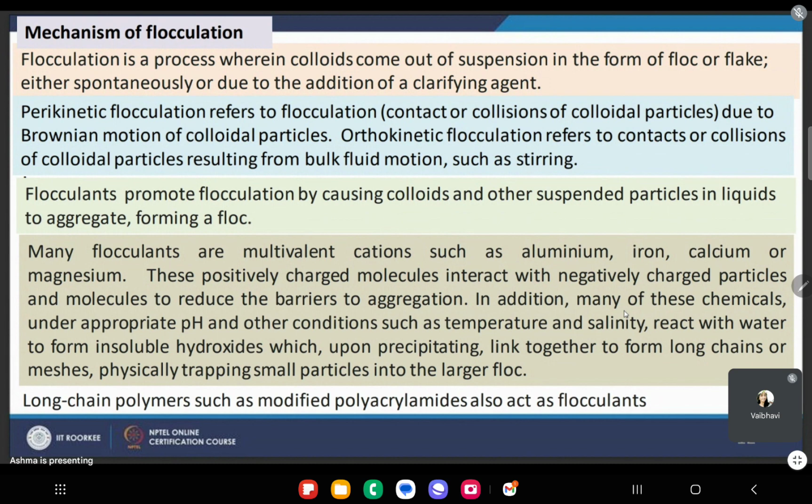Next, flocculants promote flocculation by causing colloids and other suspended particles in the liquid to aggregate, forming a floc. So what happens? Flocculants may be some organic or inorganic chemicals which we add in the system, and due to this there is collision taking place between the colloids and these chemicals, and because of that there is a formation of flocks, which can be further extracted.